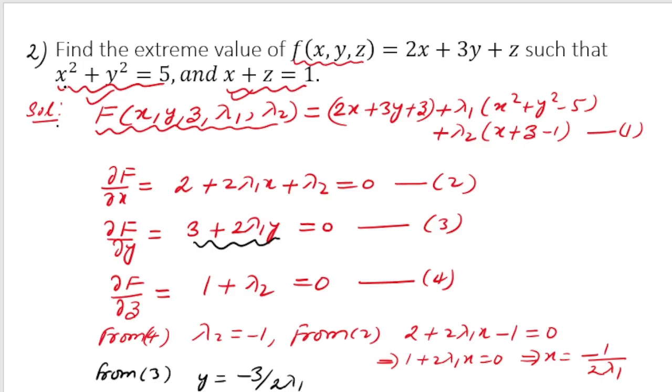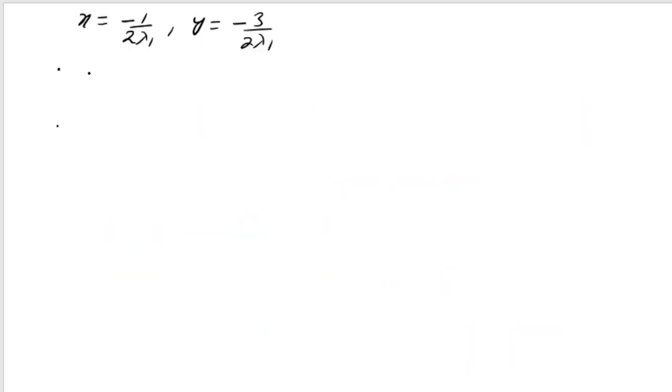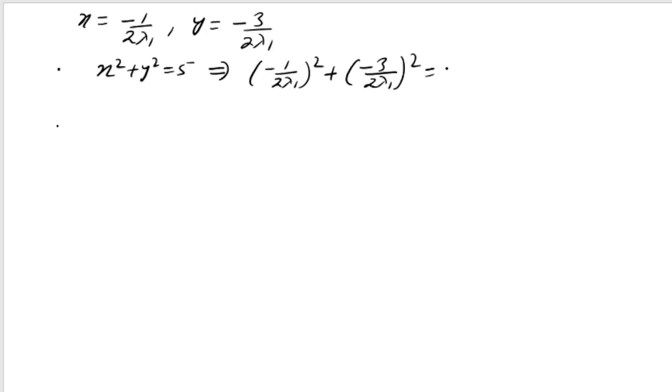But there is a constraint that is given to us, that is x square plus y square is equal to 5. So using this, in place of x I will write minus 1 by 2 lambda 1 whole square, and in place of y I will write minus 3 by 2 lambda 1 whole square, that is equal to 5. So this will give me 1 by 4 lambda 1 square and 9 by 4 lambda 1 square, so that is 10 by 4 lambda 1 square is equal to 5. So this will give me lambda 1 square is equal to 10 by 20. I hope you got it.